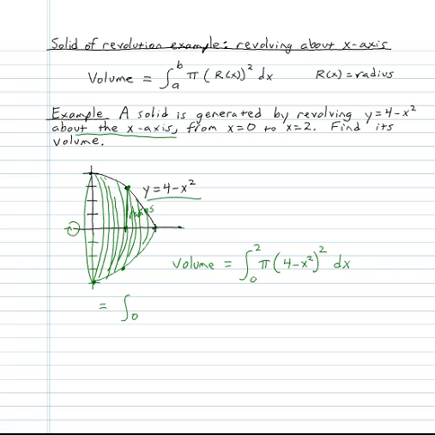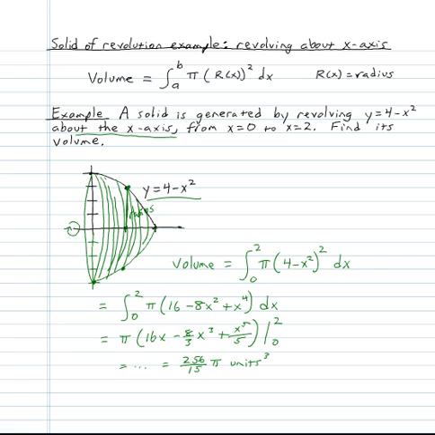So that's the integral from 0 to 2 of pi times, let me go ahead and square the 4 minus x squared. That would be 16 minus 8x squared plus x to the 4th. So then when we find an antiderivative, that's pi times 16x minus 8/3 x cubed plus x to the 5th over 5 from 0 to 2. Do your arithmetic and you get 256 over 15 pi, and our units are cubic units because this is volume. Now, of course, if you would rather approximate on the calculator rather than do your exact arithmetic, you would wind up with about 53.6 cubic units.